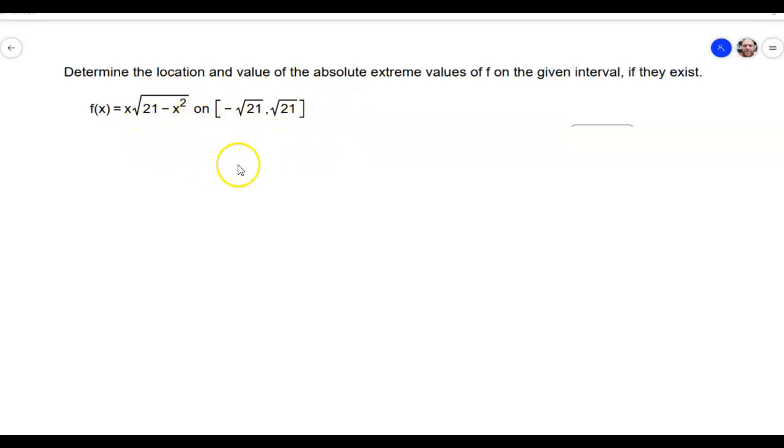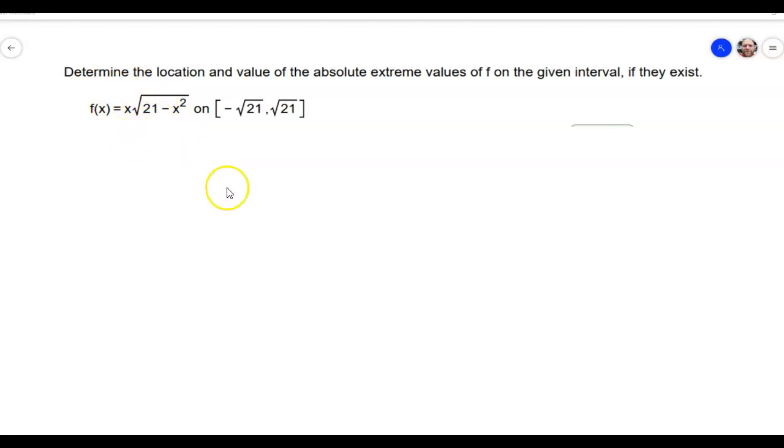So when we do that, we want to check certain values. First of all, we want to check the endpoints if they are included, like they are here. So we'll end up checking negative root 21 and positive root 21. But we also want to check the critical values. And that's where the derivative is set equal to 0 or it's undefined.